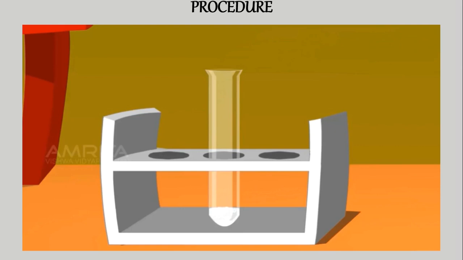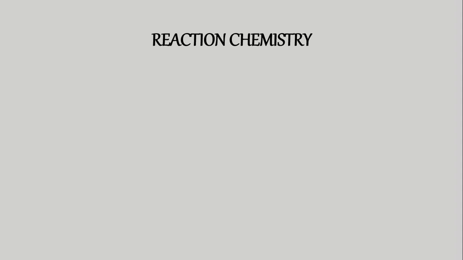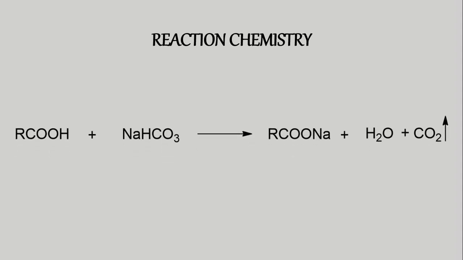Why is this brisk effervescence produced? Let's have a look at the chemistry of the reaction. The chemical reaction taking place is shown here. The carboxylic acids react with sodium bicarbonate to form the sodium salt, water and carbon dioxide. This carbon dioxide is obtained in gaseous state, and this is the carbon dioxide that is released with the brisk effervescence. If this carbon dioxide is obtained, then the reaction is considered positive, and we confirm the presence of carboxylic acids.